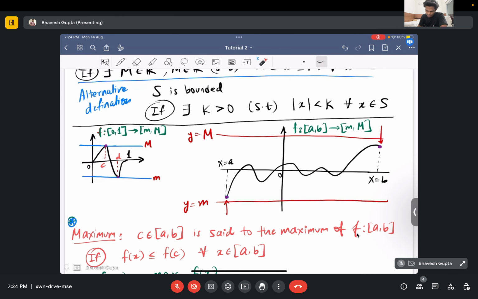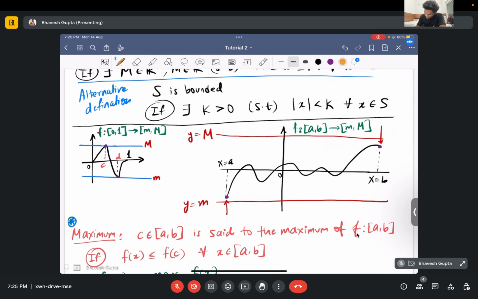This function can be closed inside these two horizontal blue lines, and you can say the values are confined within these particular values over here. And you can also see a similar situation over here.